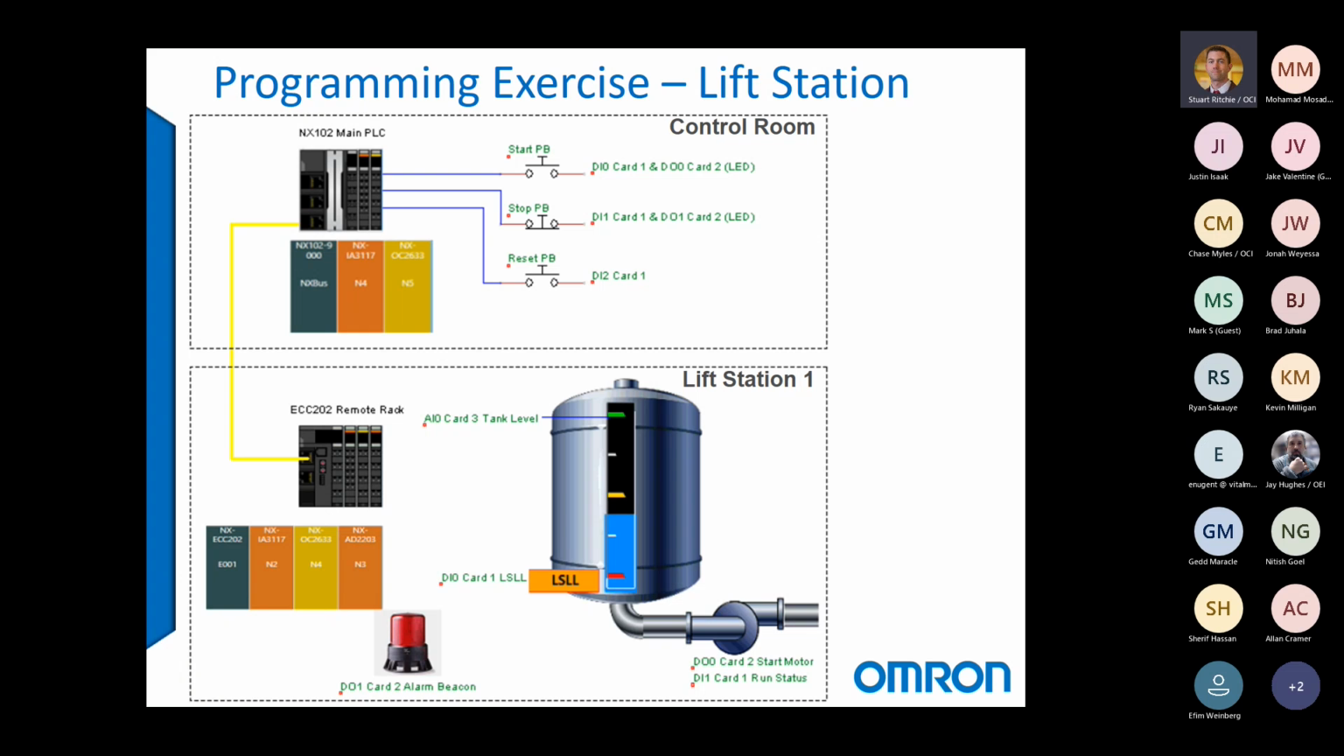So this is what we are going to be programming. It's a lift station. It's going to have a main PLC in the control room, and it's going to have a remote rack out by the lift station itself. As far as devices go, it's going to have a level transmitter, a pump with run feedback, and an alarm beacon. And then it's going to have 2 illuminated push buttons and 1 standard push button back in the actual control room. Now, you guys don't need to screenshot this. It's in the student files if you want to go back to it. This just tells you where everything is mapped out.